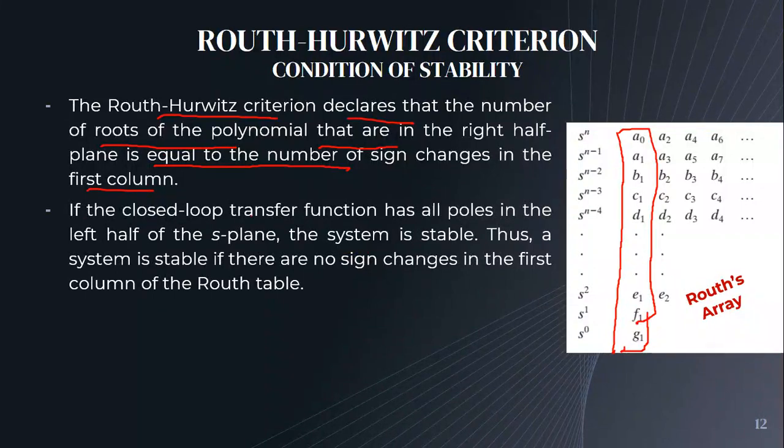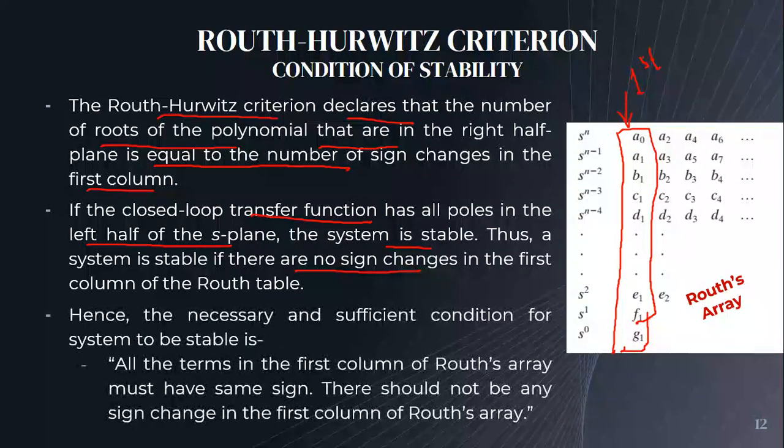If all the poles are on the left half of the S plane, the system is stable, that we have studied. Similarly, if there are no sign changes in the first column of the Routh table, the system is said to be stable. This is the condition for a system to become stable: all the terms in the first column of the Routh array must have the same sign. And if there are sign changes, the number of sign changes gives you the number of poles on the right half of the S plane.